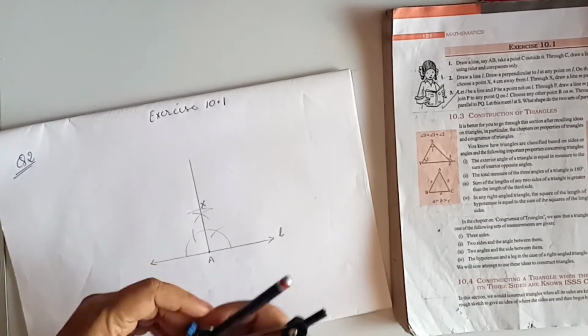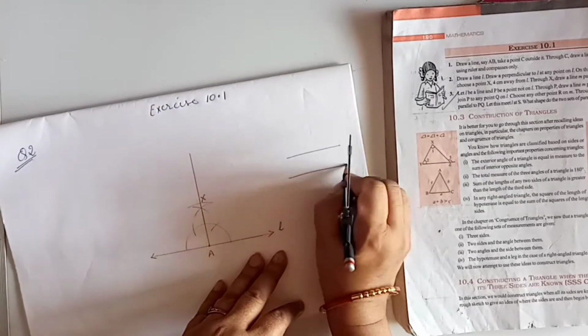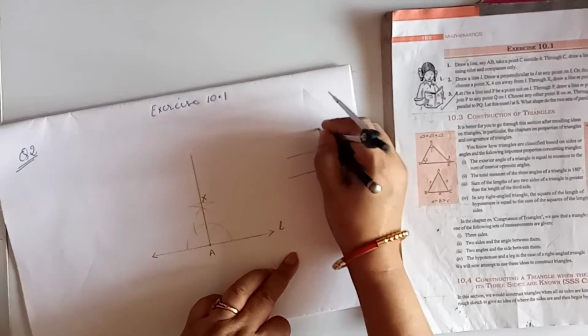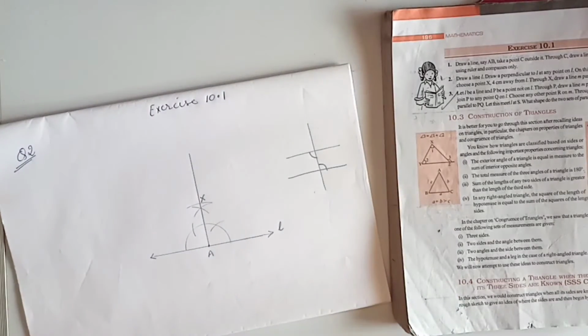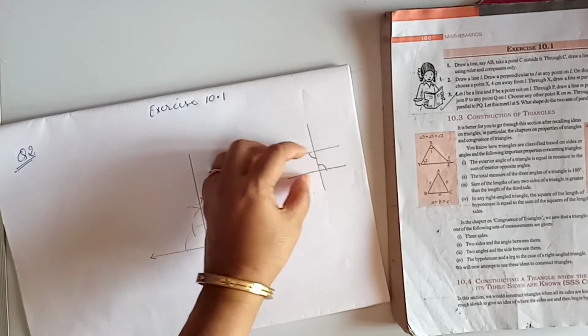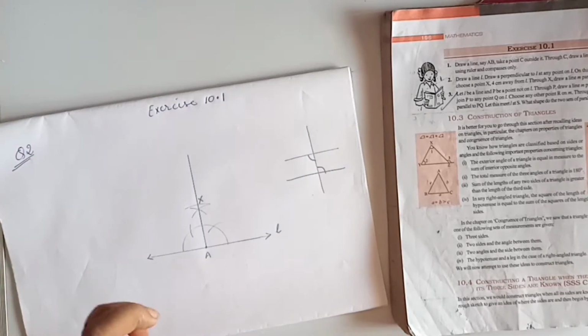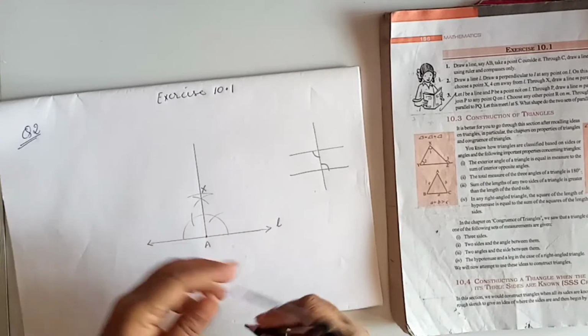Now here, what is the property of a parallel line and a transversal? If I prove that these are two parallel lines and this is the transversal, if I prove that these two angles are equal, then I can say that if the interior angles are equal, then the two lines are parallel. The same property we are going to use here. Since we have done the same type of question in question number 1, it will be easy for you.